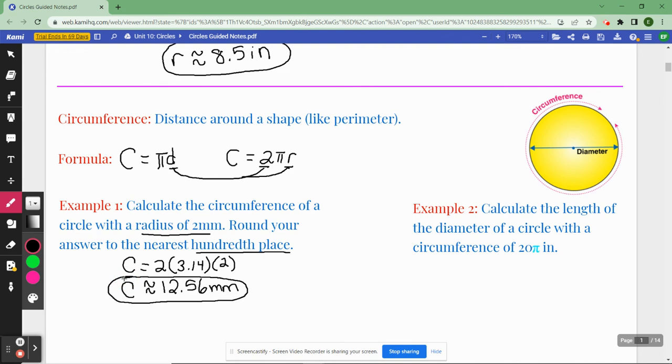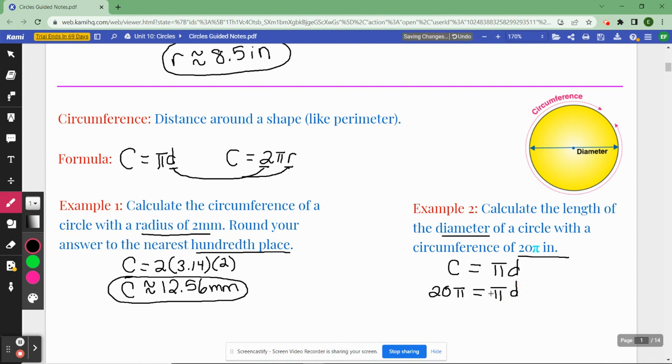Circumference is just like radius, just like diameter, it's measured in linear units, so we just have millimeters and we're all set. The next example asks us to calculate the length of the diameter again of a circle, and it gives us the circumference. So I'm going to use this first formula here that has to do with circumference and diameter, since that's the information that I'm given. So if I write that out first and then plug in my given information, the circumference is 20 pi, and our diameter is what we need to figure out.